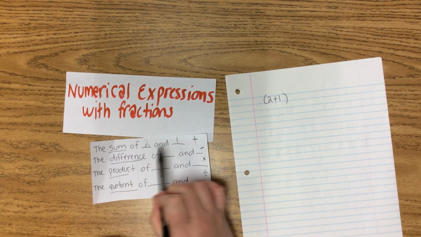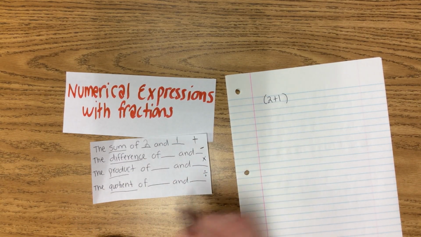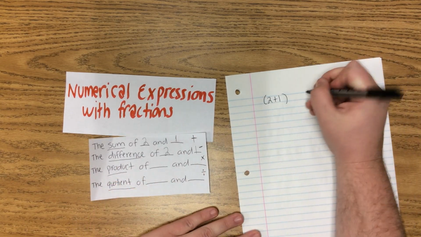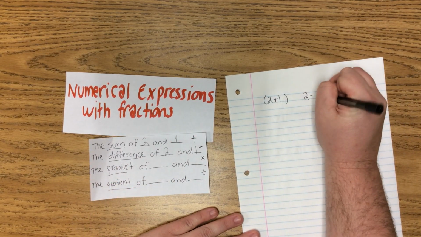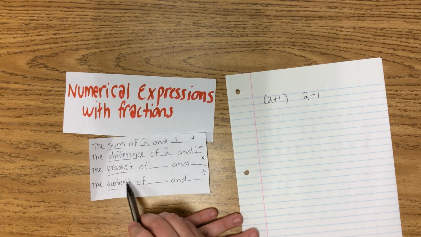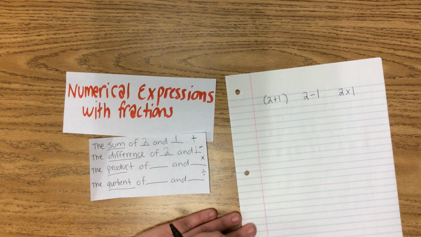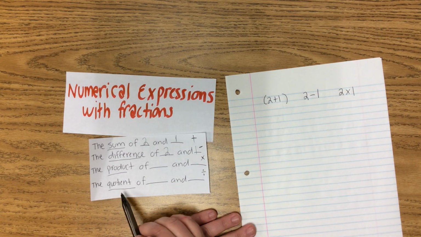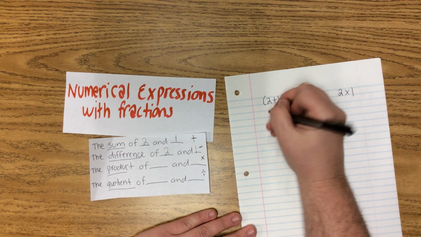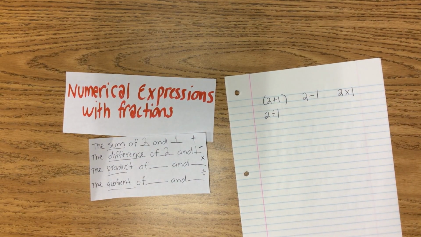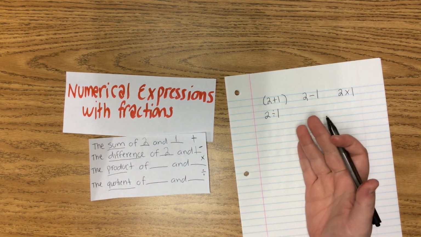So the sum of 2 and 1 can be written as 2 plus 1. The difference of 2 and 1 can be written as 2 minus 1. The product of 2 and 1 is 2 times 1. And then lastly, the quotient of 2 and 1 would be 2 divided by 1. So you have to be able to go from a written expression to a numerical expression.